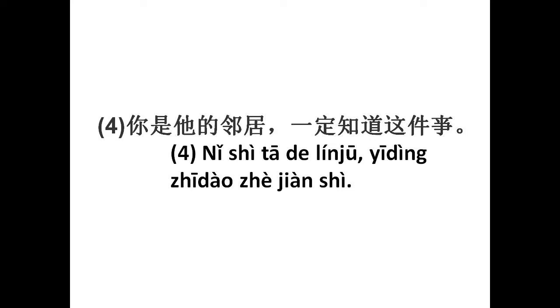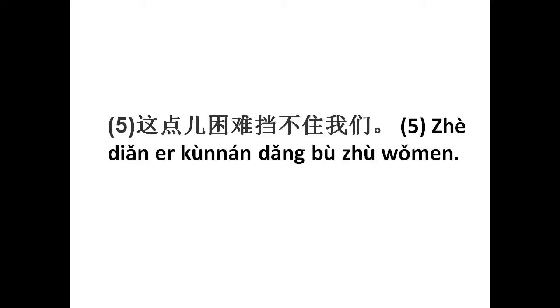你是他的邻居，一定知道这件事。You are his neighbor, certainly know this matter. So when we make a rhetorical question out of it, it would be like, you are his neighbor, how can you not know this matter? Zamanang shama shama na. Let us read the fifth sentence.